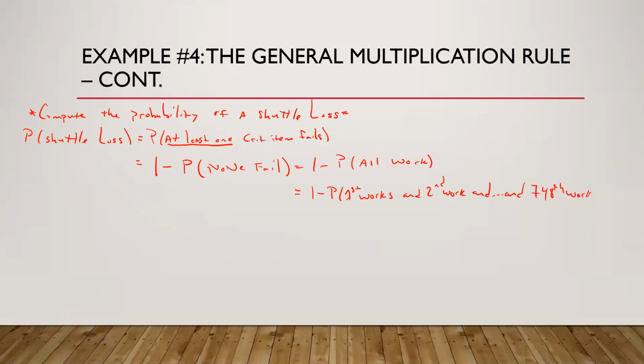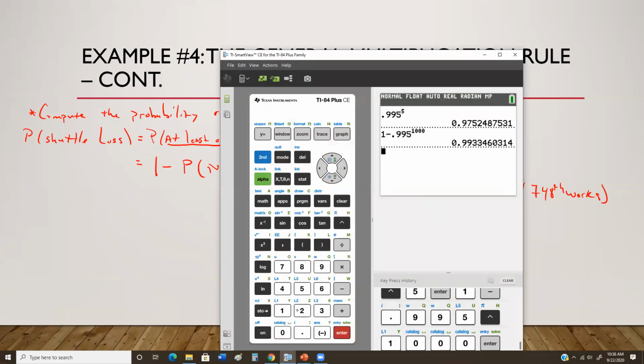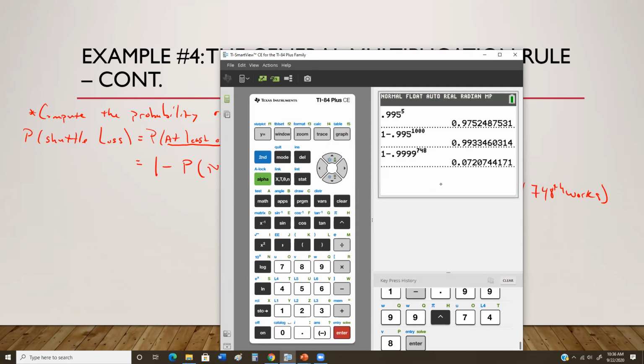Well, this is 1 minus the probability that they work is 0.9999. And how many of them are there? 748. So you just raise it to the 748th power. So this would be 1 minus 0.9999 raised to the 748th power. So the probability that this shuttle was going to be a loss even before it took off was 0.072. So it was a little over 7%.